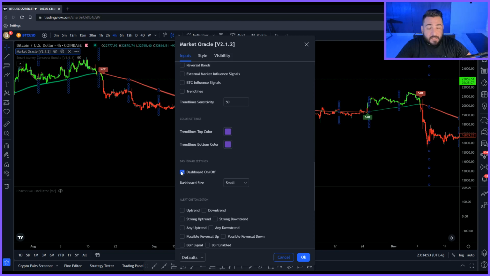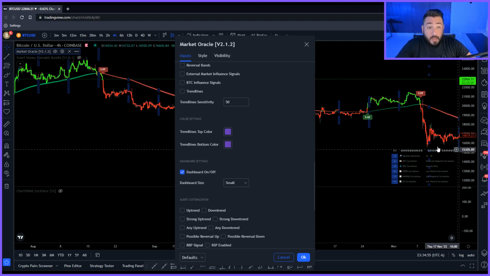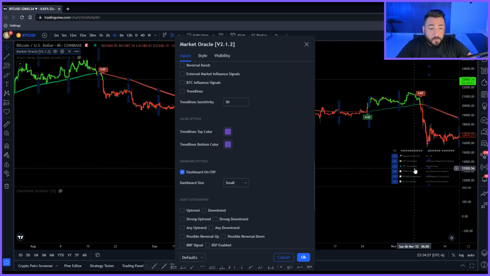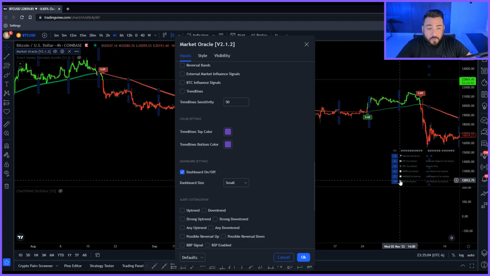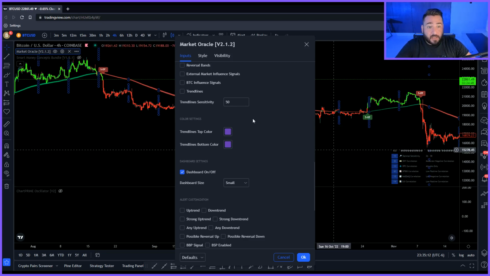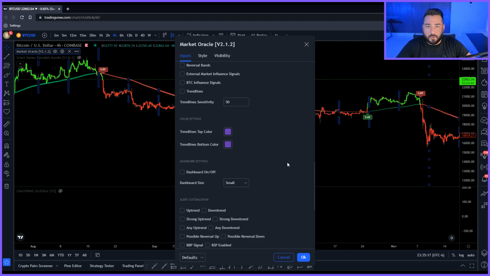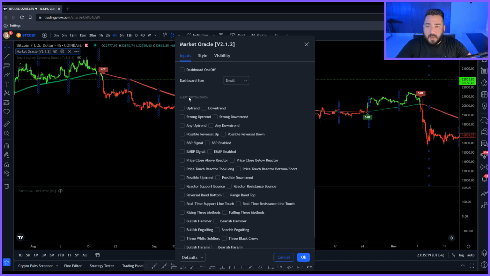Nevertheless, the dashboard is a very, very potent dashboard because it gives you the relativity confluence between the DXY, BTC, S&P 500, NASDAQ, and DJI based on different time frames and what it's doing with the asset that you're trading at this point. Nevertheless, I'm not going to be using it at this point, so I'm going to be turning it off. And at the end of it all, we have the alert customization.